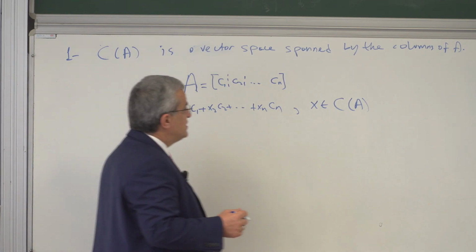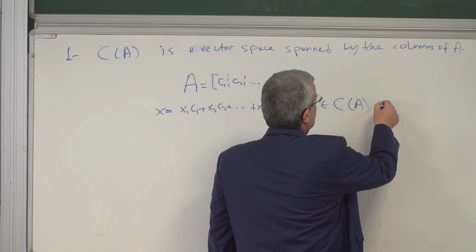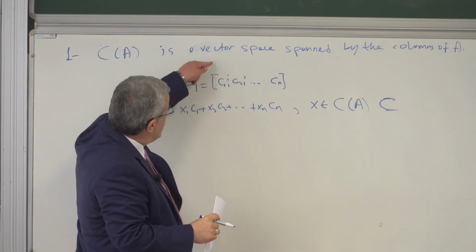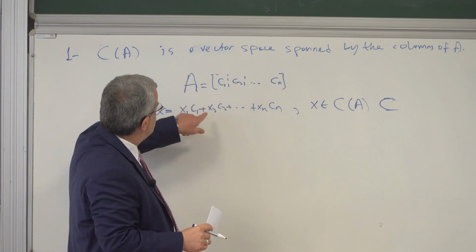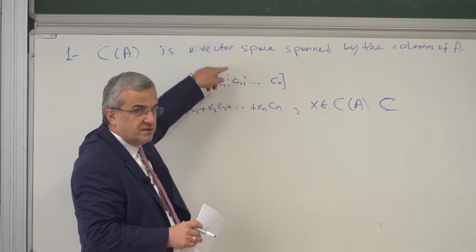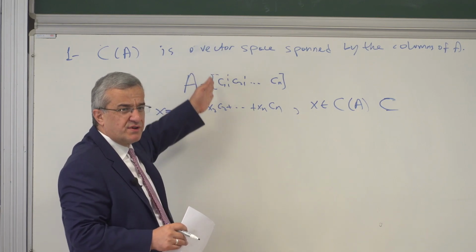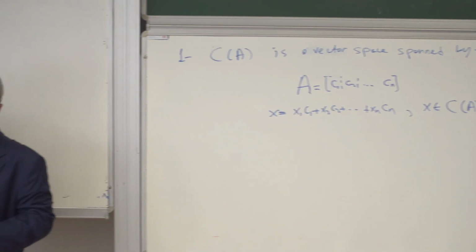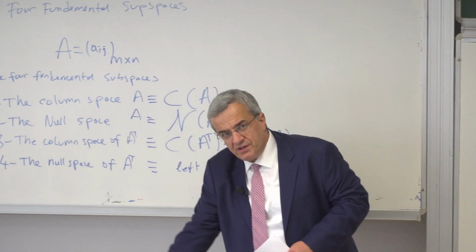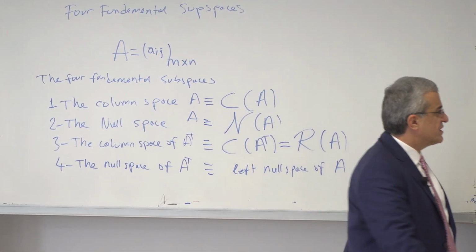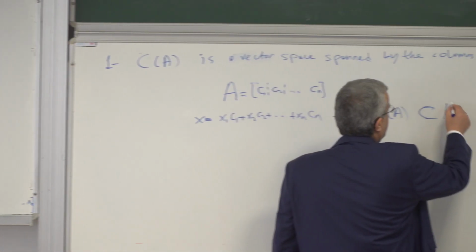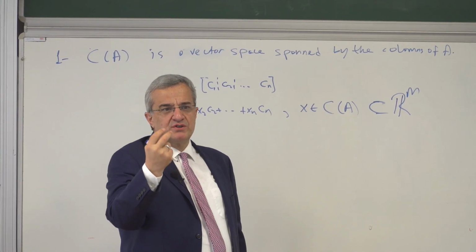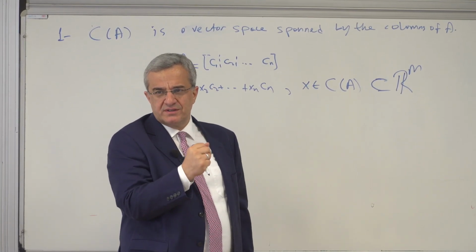And this CA, this is a subspace of what? What is the bigger space here? So how many components does each C1 have? How tall is this? How tall is a vector? It's written here. Okay? M, right? Each column has a length M. So this is R^M. What does this mean? This means M-dimensional real vector space, right?